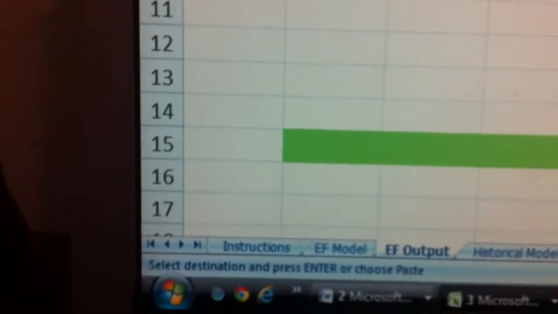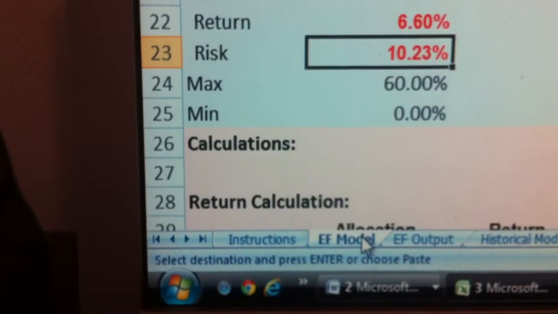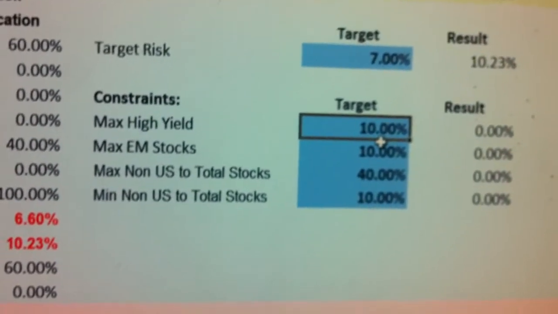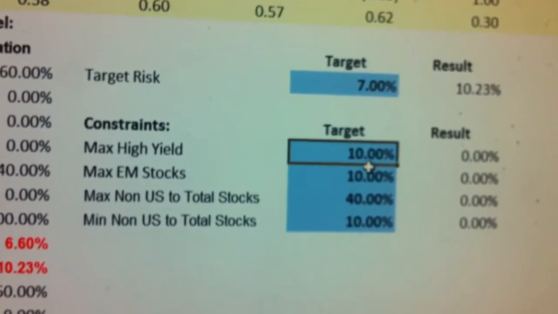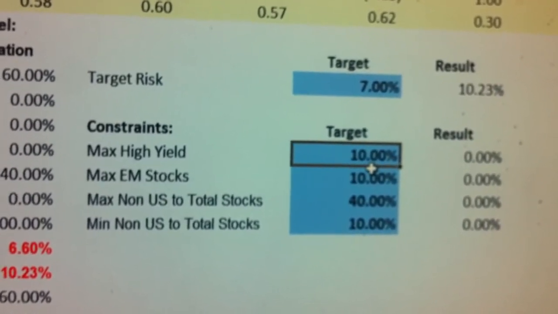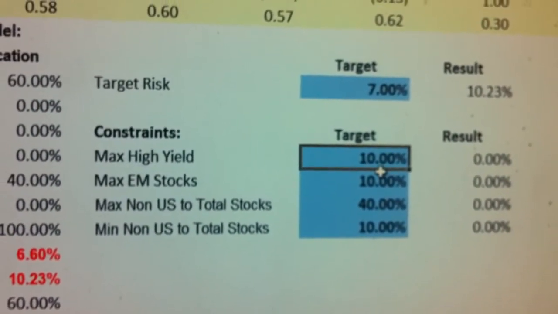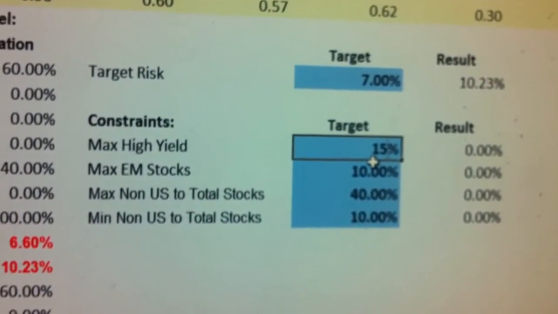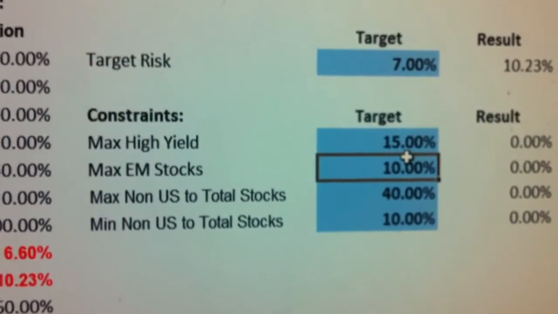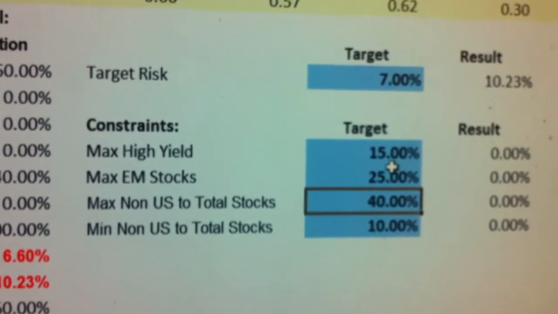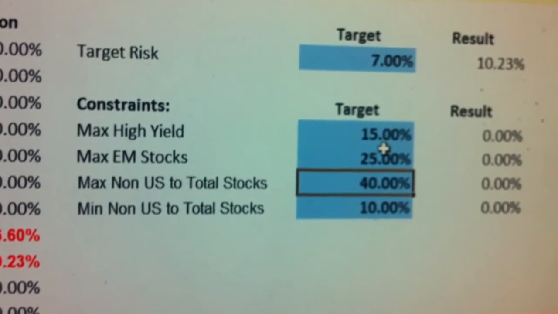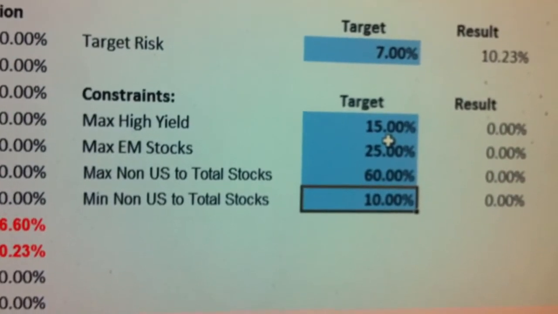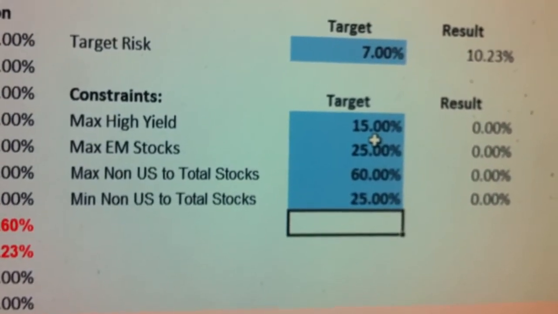We're now going to go back to the Efficient Frontier model, and next we're going to put in some constraints. You can see that there are 4 constraints already set up. You need to change these in some way. It's very random and subjective. It's just your opinion, but we're going to say for this customer, the most they want in high yield, let's say, is 15%. The most they want in emerging market stocks, let's say, is 25%. The most that they want their stock portfolio to be allocated non-US stocks, let's say that's 60%. And the minimum they want their stock portfolio to be allocated non-US stocks, let's say, is 25%.